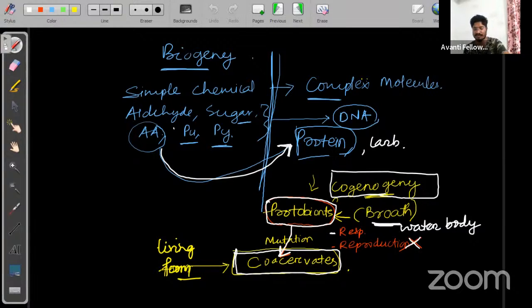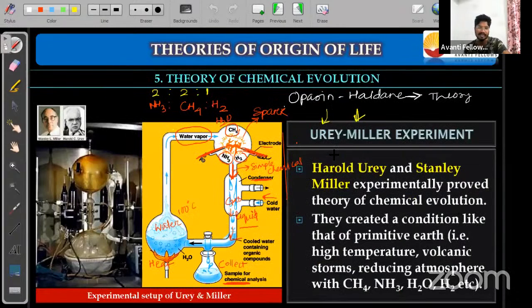Miller in his experiment. Miller ने experiment किया. Oparin and Haldane का जो theory था, that theory was proved by Urey and Miller. They created the early earth environmental condition. उन्होंने क्या किया? Early earth environmental condition create किया.